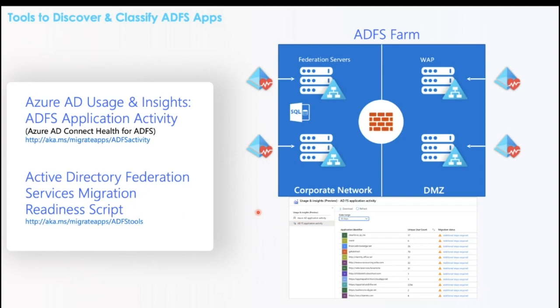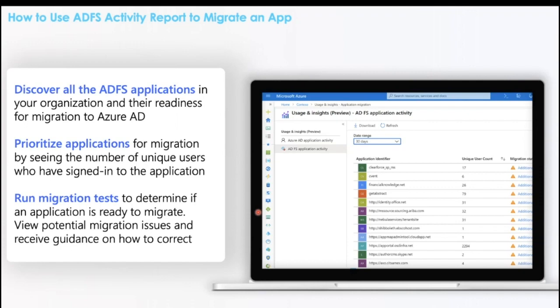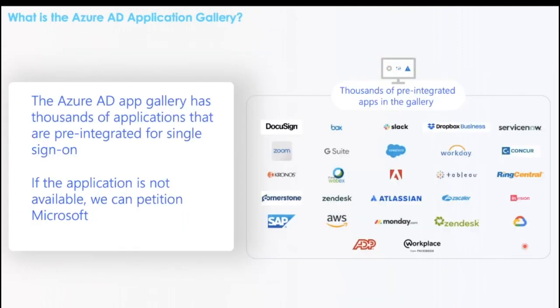There's some licensing consideration as far as using Azure AD Connect Health for ADFS, and we can talk about that further as it's required. Now, we looked at the activity report, so this is more of a close-up. It shows you all your applications, the user counts, how many users are using the different apps, and their migration status. And as we talked about earlier, migration tests have been done to confirm whether or not these apps are supported, and which ones are not. So it gives you some insights on your different apps.